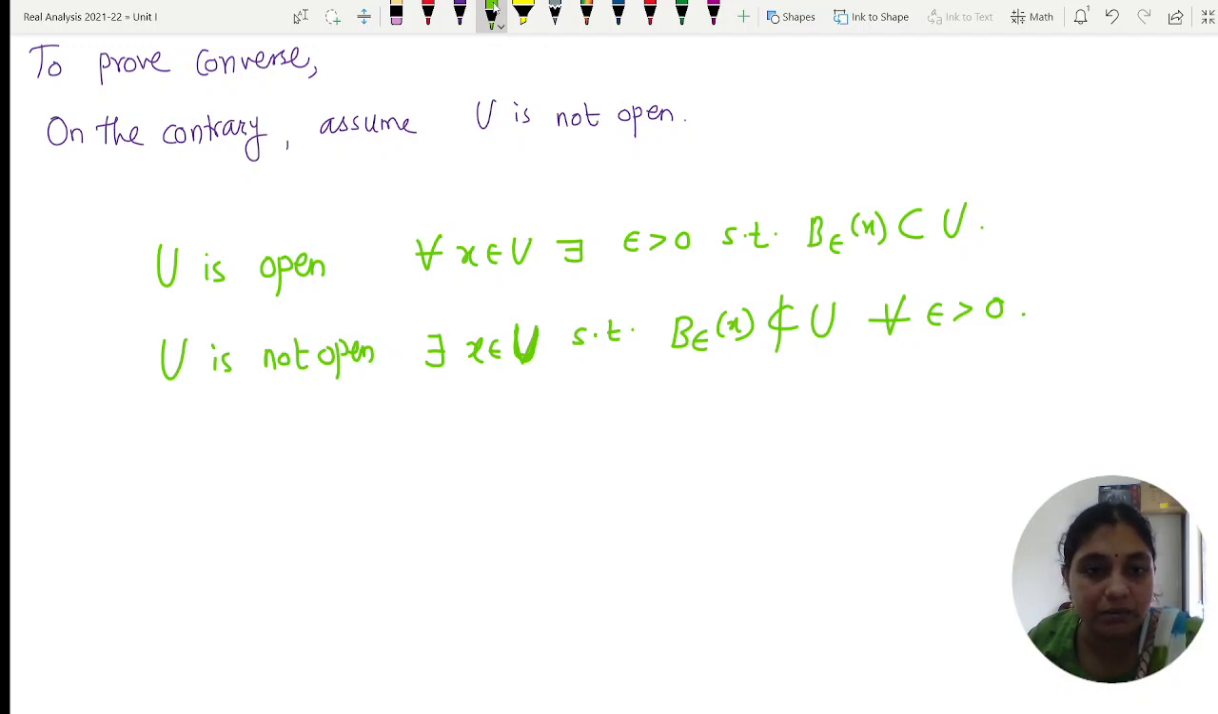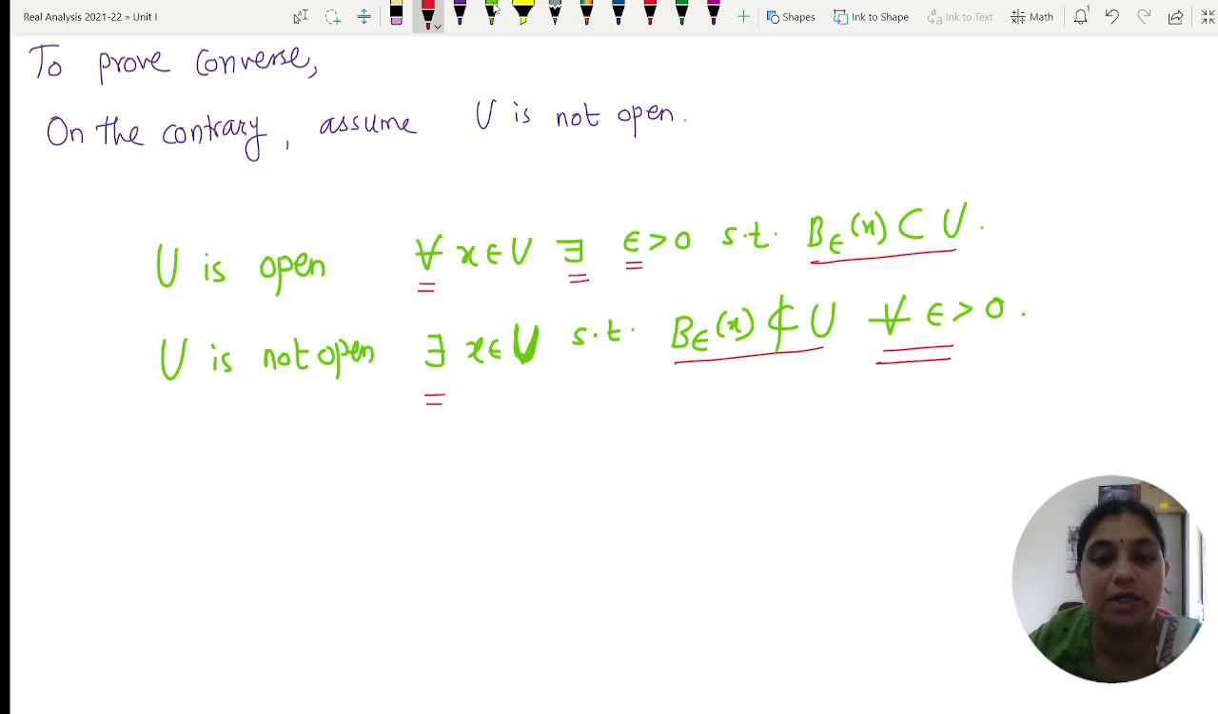Are you getting the negation? When you are doing the negation of a statement, for every will change to there exists, and there exists will change to for every, right? You can see here, for every, then there exists epsilon, and the condition will become the negation of that condition. Is that right?